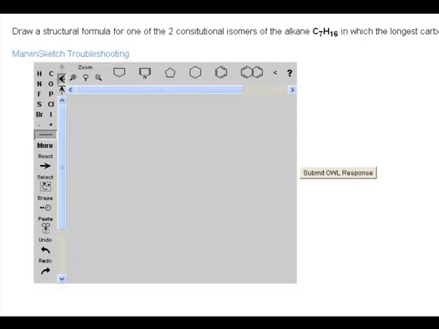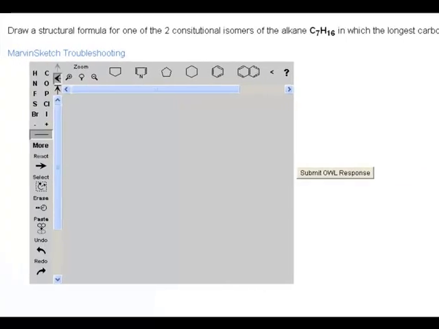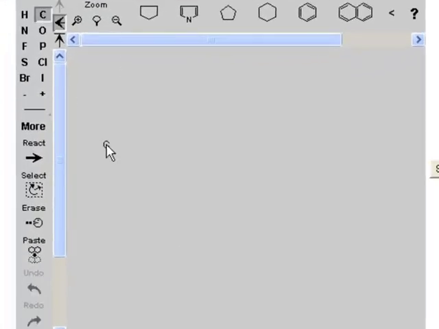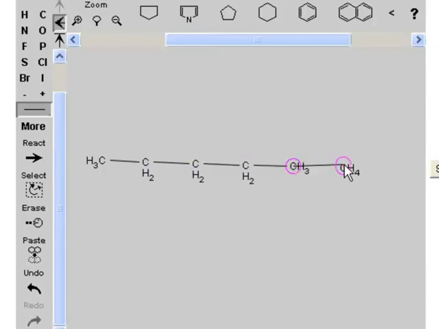Draw a structural formula for one of the two constitutional isomers of the alkane C7H16, in which the longest carbon chain has six atoms. Okay, so I have six carbon atoms in a straight chain, and I'll do that first, three, four, five, and six.